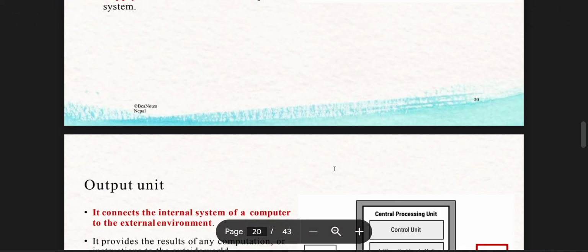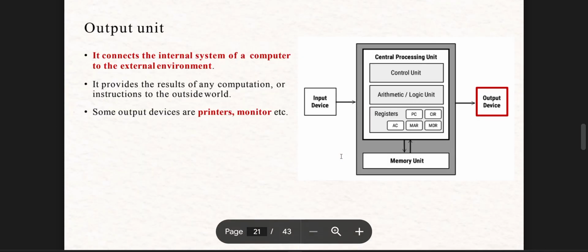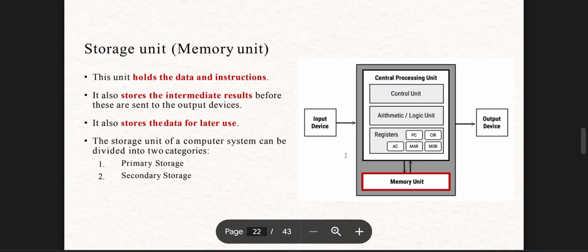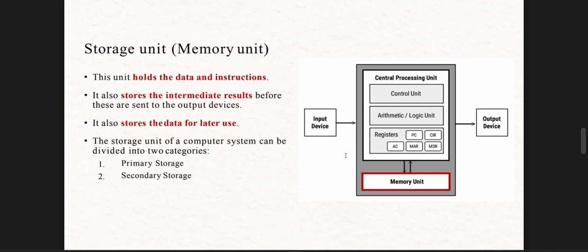Output unit: it connects the internal system of the computer to the external environment and provides the result of any computation or instruction to the outside. Commonly used output devices are the printer, monitor, etc. Storage unit: it holds the data and instruction. It stores the intermediate result before it is sent to the output device. It also stores the data for later use. The storage unit of the computer system can be divided into two categories: primary storage and secondary storage.